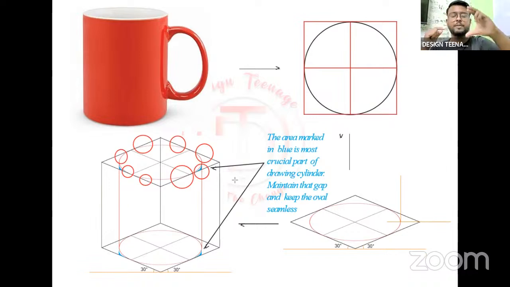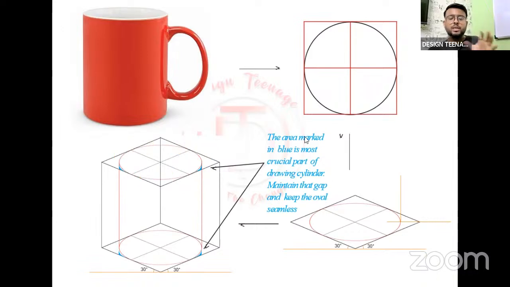placed absolutely perpendicular, you will not see any of the hollow space on top. If it is slightly curved, you will see something. So slowly and gradually it moves. Now, for example, the mug is placed like this, and you are making the top somehow wherein you are able to see almost the whole of that thing. Then that becomes a problem because it doesn't go with the rest of the structure. Unknowingly, this mistake is made by every student. So this area marked in blue is the most crucial part of drawing a cylinder. Maintain that gap and keep the oval seamless.